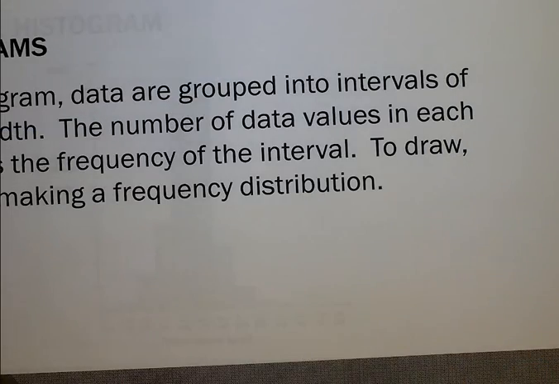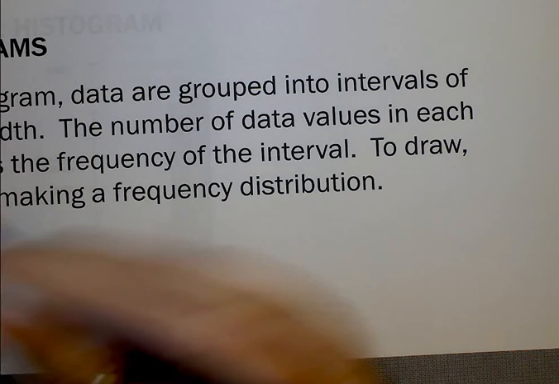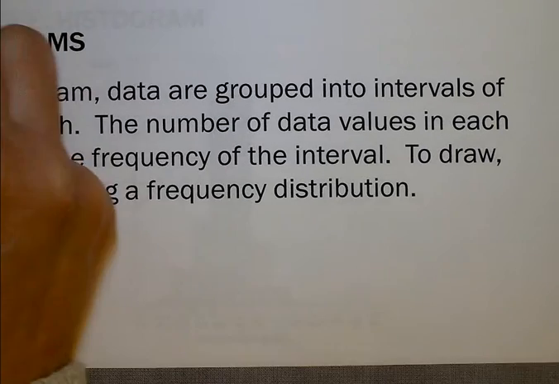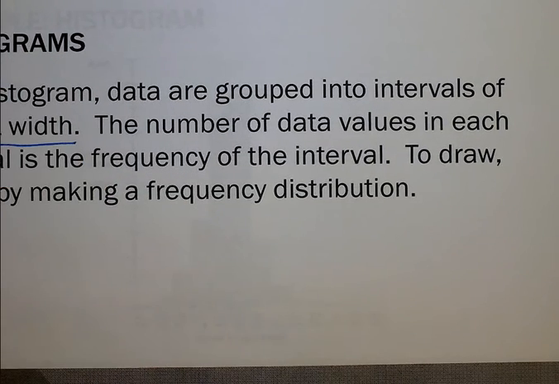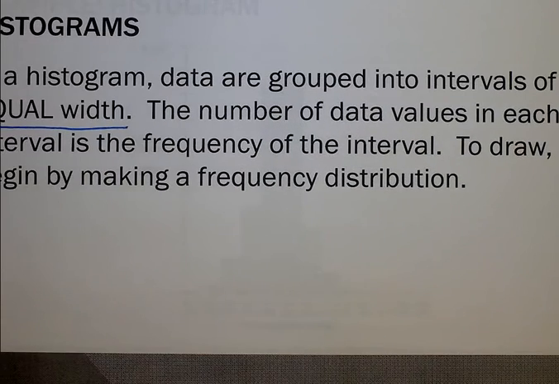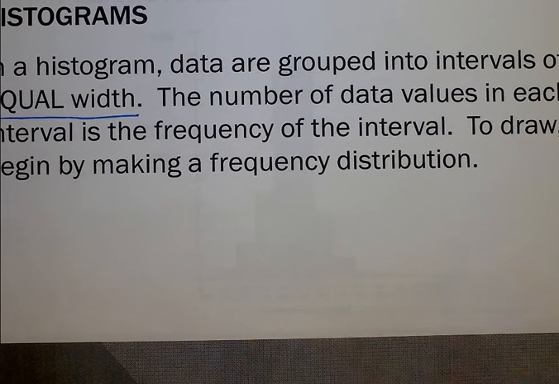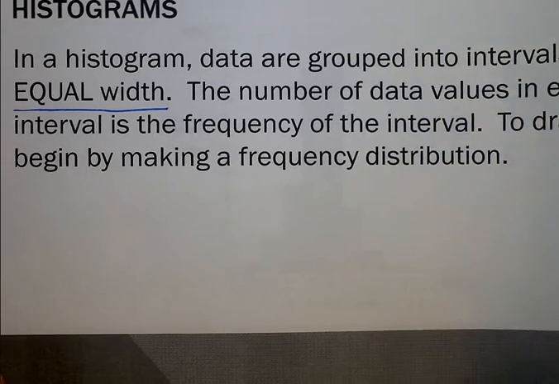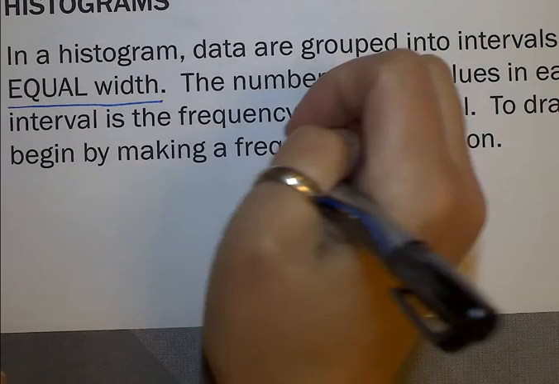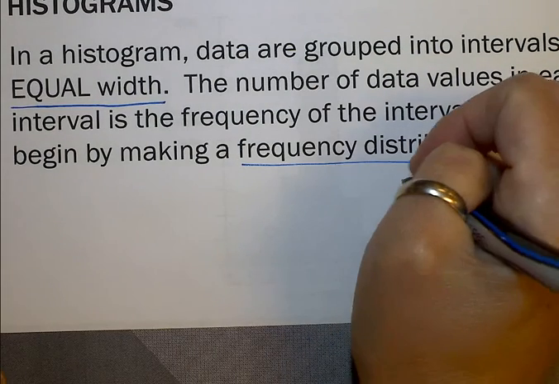In a histogram, data are grouped into intervals of equal width. So this right here, equal width, is kind of important. The number of data values in each row or in each interval is the frequency of the interval. And to draw, you begin by making a frequency distribution. Okay, so the frequency distribution is a lot like the tally chart that we just made a bit ago.